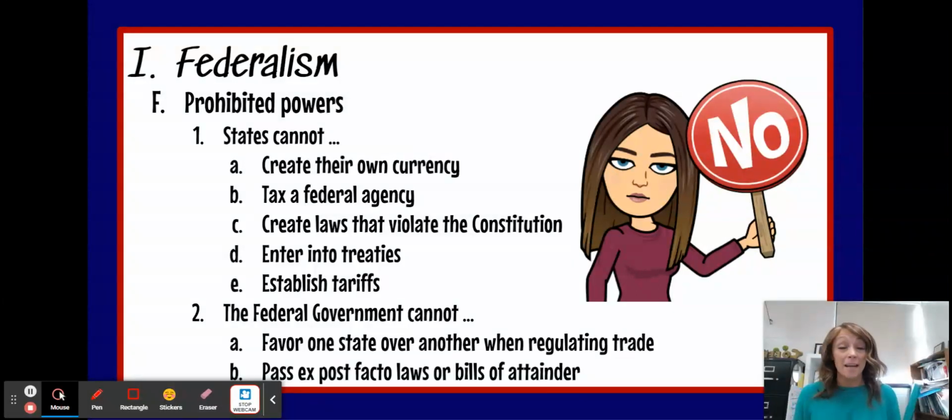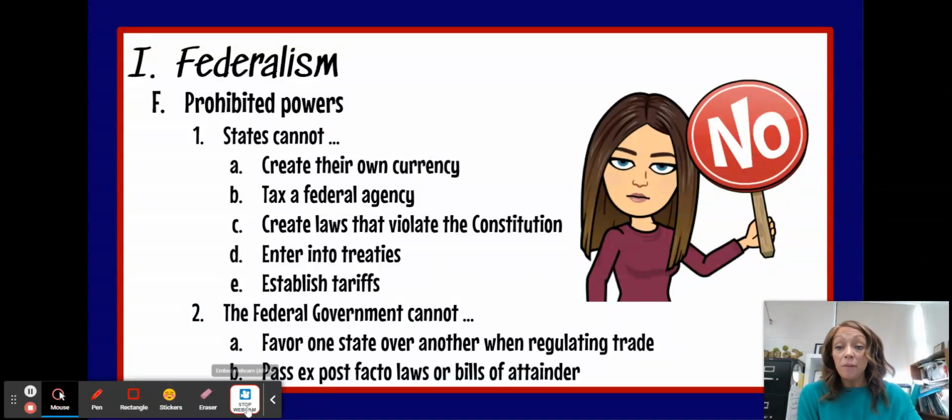States can also not enter into treaties. We had an example of this under the Articles of Confederation, where a state tried to make a treaty with another country. Not a good thing. So that is definitely a prohibited power in the Constitution. States can also not establish tariffs, so they can't place a tax on any good that is imported into their state.